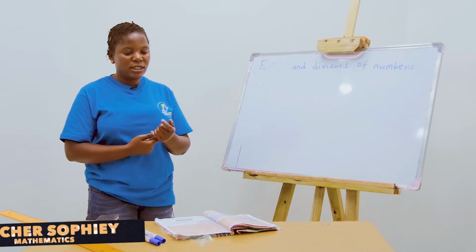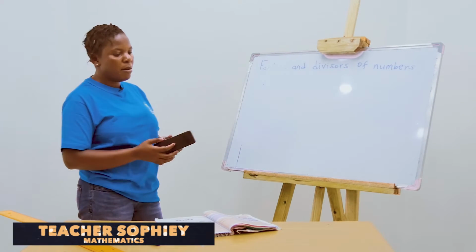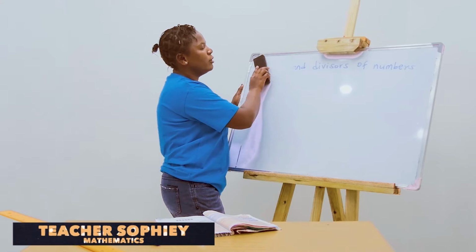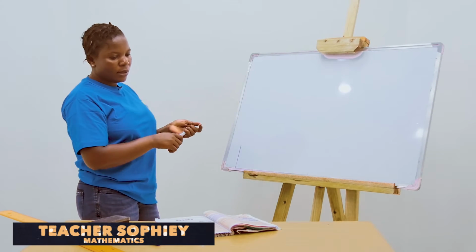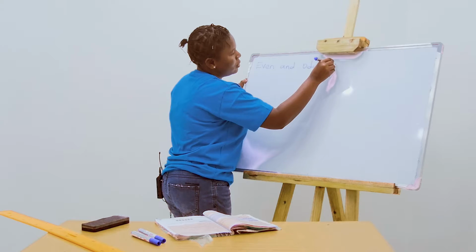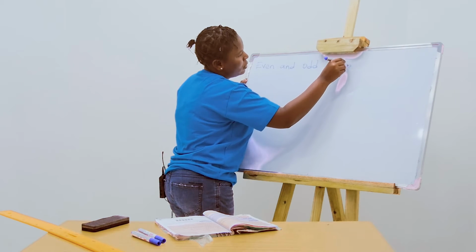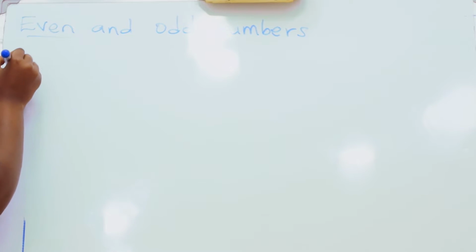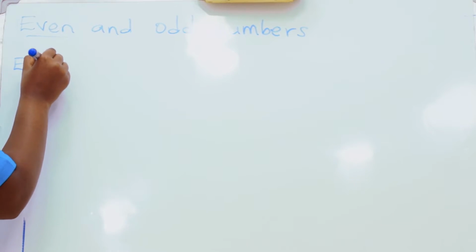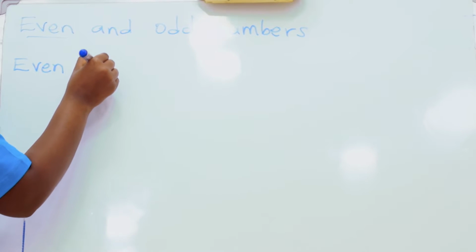So let us look at even and odd numbers. Let us start with even. Even numbers.